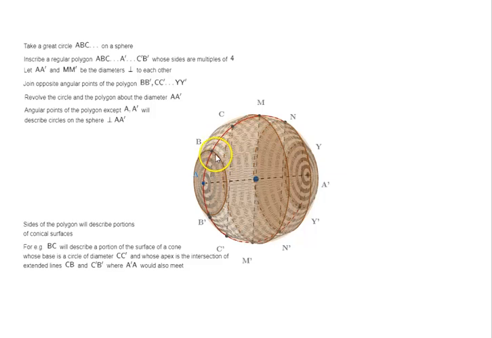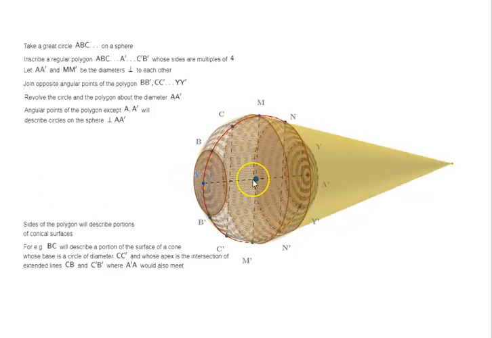Think about it like this: CBB'C' is a frustum of that cone. Similarly, we have another cone. Let me hide the previous cone. Here there is a cone. Here there is a cone.